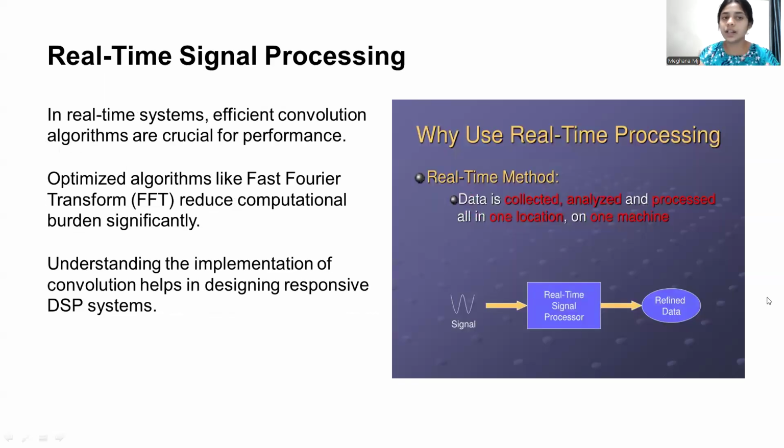Let us discuss real-time signal processing. Why use real-time processing? In the real-time method, data is collected, analyzed, and processed all in one location and on one machine. Where a signal is given, it undergoes real-time signal processing, and we get refined data. In real-time systems, efficient convolution algorithms are crucial for performance, and optimized algorithms like the fast Fourier transform, called FFT, reduce the computational burden significantly. Understanding the implementation of convolution helps in designing responsive DSP systems.